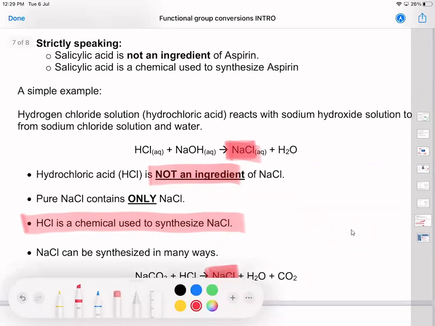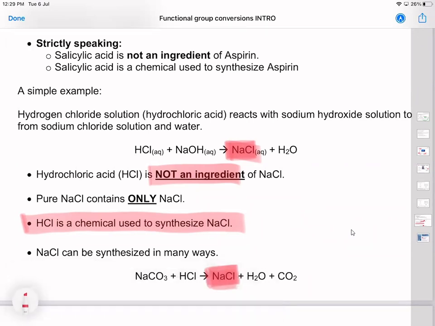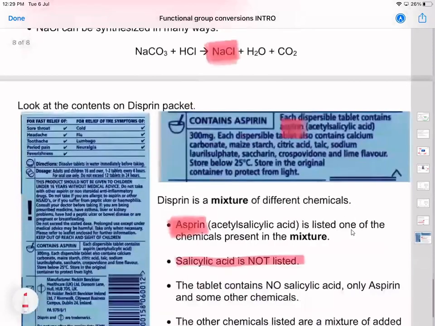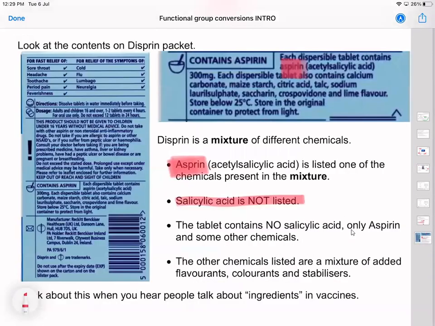Cool. Everyone happy with that? Good. If it's a little bit confusing, don't stress. This is not really part of your syllabus and what you need to know, but it's how you need to think about synthesis: once we convert something into something else, the starting material no longer exists. And then there's a very interesting controversial statement at the bottom, and it says, think about this when you hear people talking about the ingredients of vaccines.